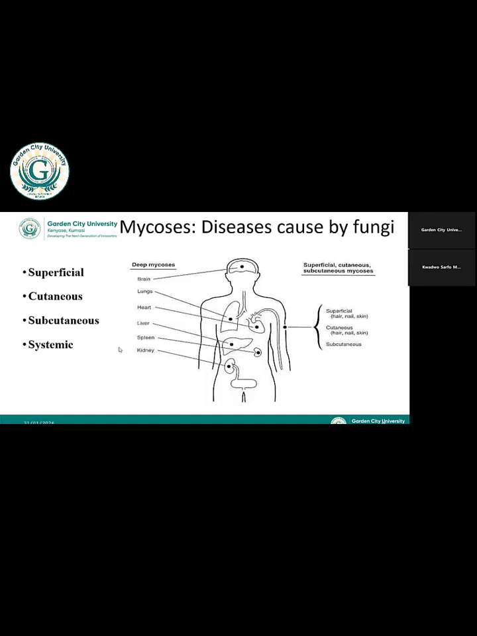Then you have systemic, which spreads to several sites. So it can be deep mycosis, where the brain is affected. You have the respiratory system affected, and the liver, the kidney, and the spleen also affected. So fungi can cause infection in several sites of the body.